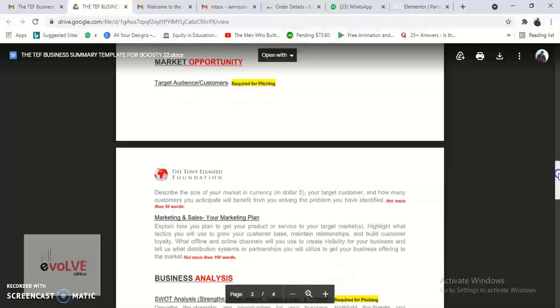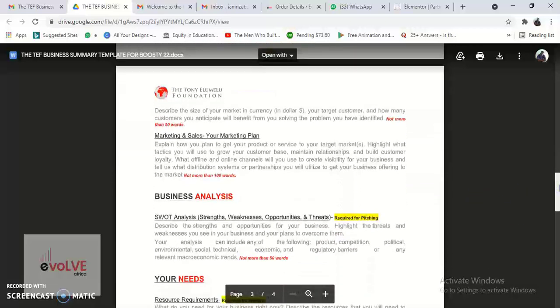So the next thing we have is the marketing plan. It's pretty straightforward. What is your marketing and sales plan? How are you going to move your product from point A to B? How are you going to sell it? Are you going to use social media? Are you going to use referrals? Are you going to use word of mouth? Are you going to use brick and mortar stores? Whatever it is you're going to use, here is where you want to talk about it. So tell them about your target market and how you want to get to them.